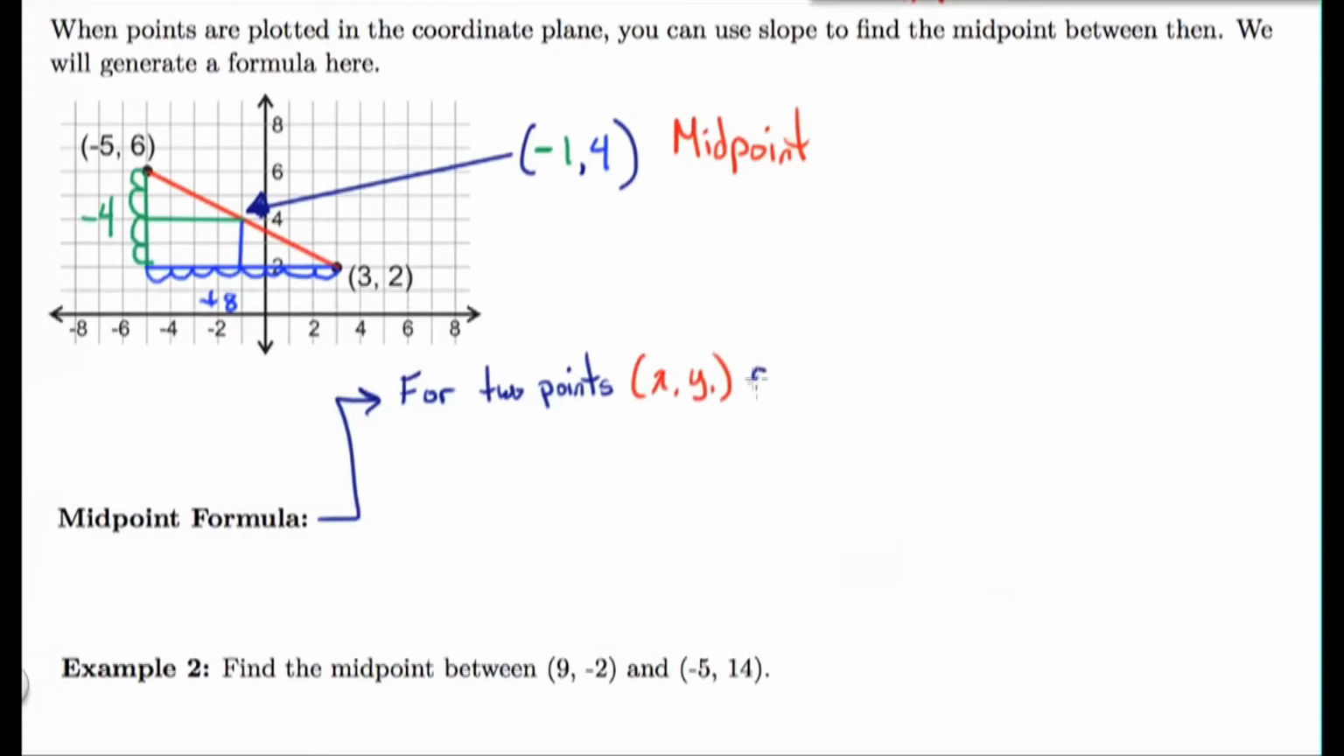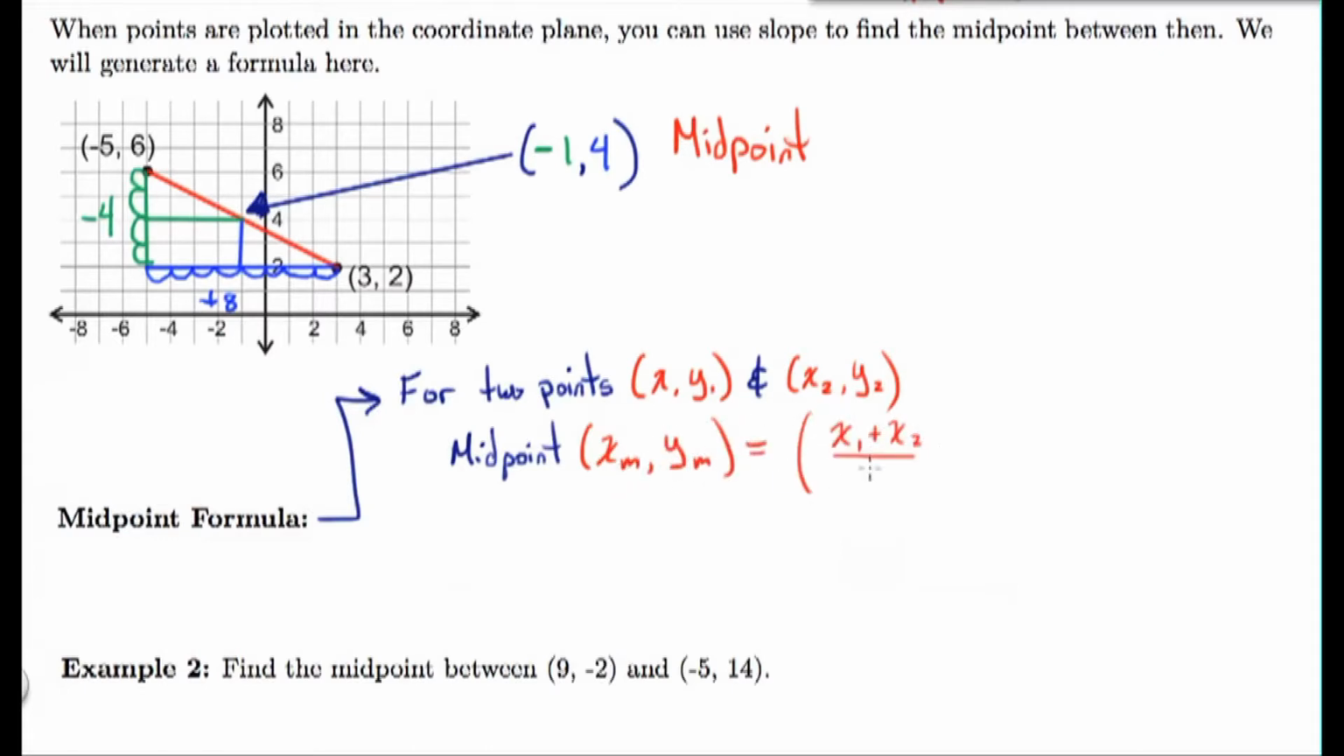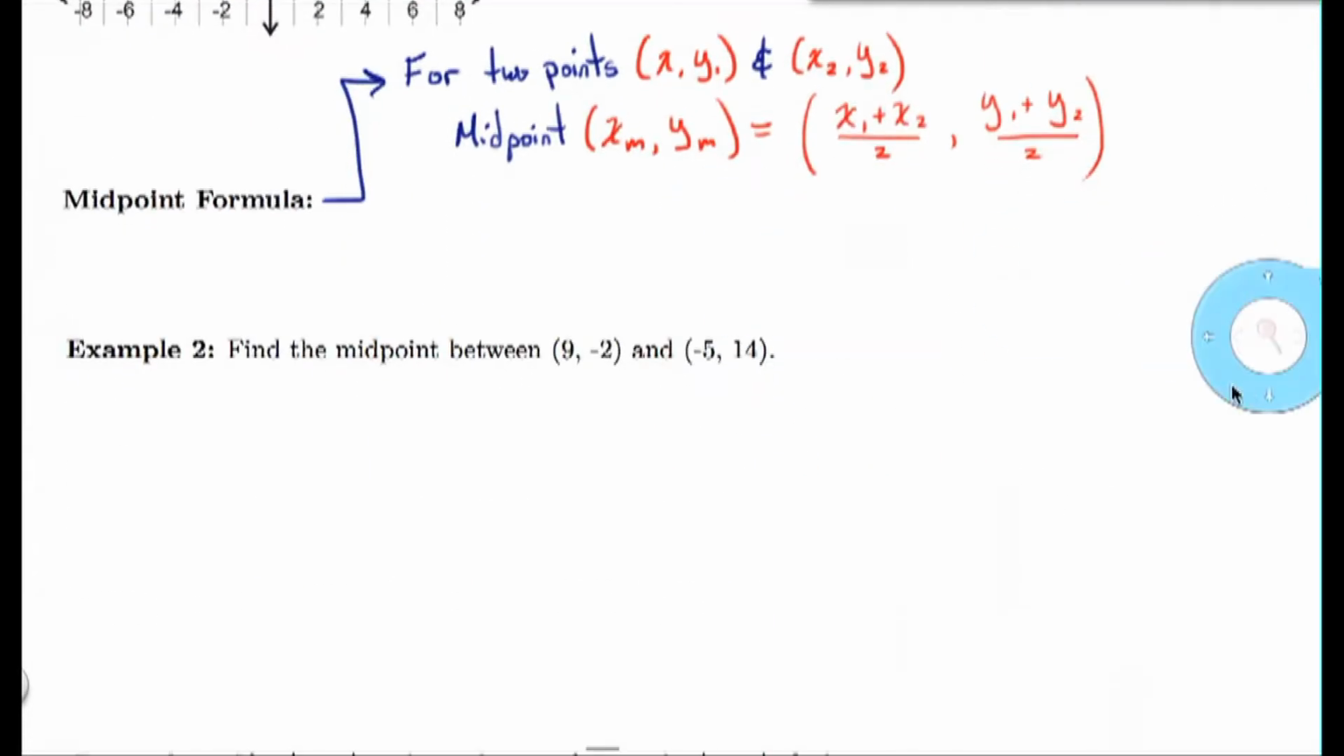So I can find this algebraically as well. So given these 2 points, x sub 1, y sub 1, and x sub 2, y sub 2, I can find the midpoint by adding the two x coordinates together and dividing by 2, and the y coordinates together and dividing by 2.